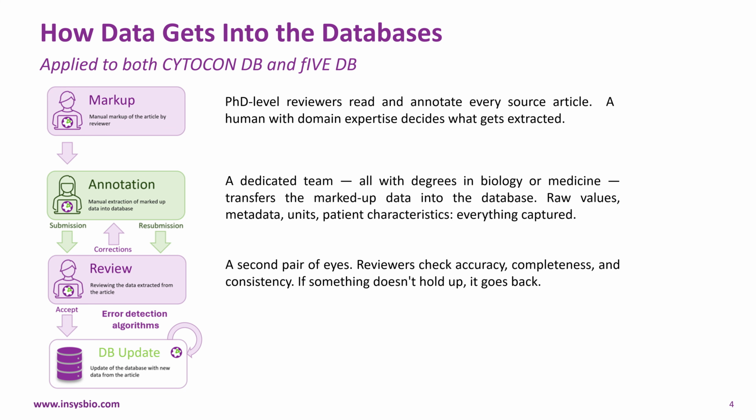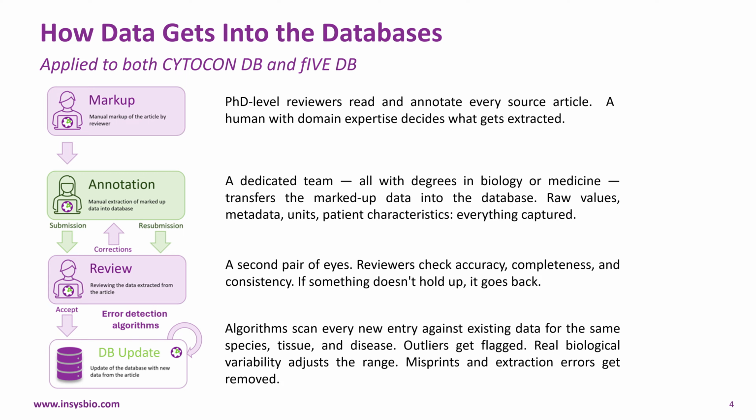Review. A second annotator independently checks for accuracy, completeness, consistency. If something doesn't hold up, it goes back to markup. This is where extraction errors get caught. Error detection. Algorithmic. We scan every new entry against everything we already have for the same species, tissue, and disease. Outliers get flagged. If it's real biological variability, the range adjusts. If it's a misprint or extraction error, it's removed. Same gate for both databases. This is why we can give you values you can actually put in a model.